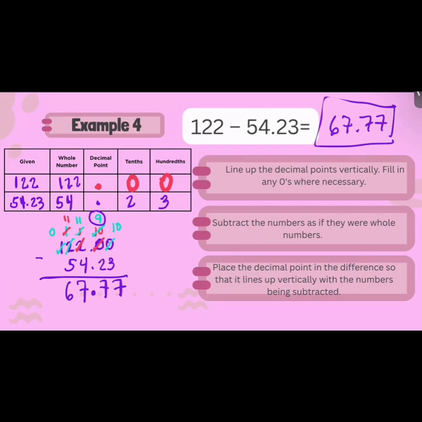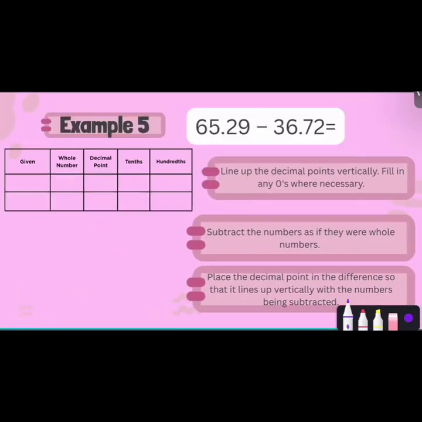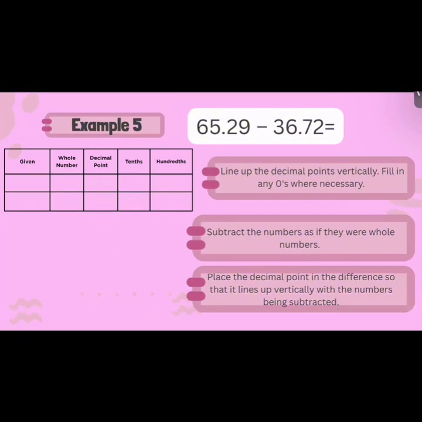So now, let's proceed with our last example. For our last example, we have 65 and 29 hundredths and 36 and 72 hundredths. So first, write the given. Write the whole number, which is 65. Decimal point, tenths is 2, hundredths is 9. Second is 36 as the whole number, decimal point, tenths is 7, and hundredths is 2. So, hindi na po tayo mag-fill in ng 0 dahil pantay naman po sila ng numbers of decimal.